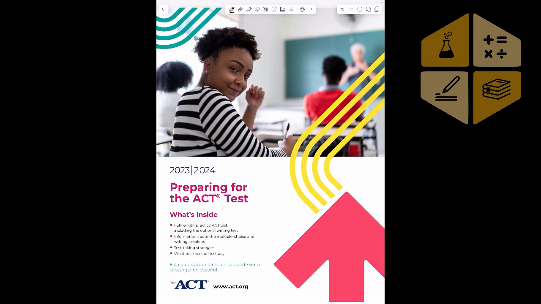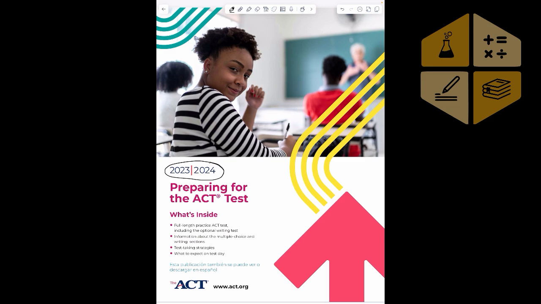Hey guys, today I'm going to continue the math portion of this Preparing for the ACT test. You see here it's got dates 2023, 2024, but this same ACT test is available for free from the ACT. It's called Preparing for the ACT. You can just do a Google search. It's been in use by the ACT for the last 3 years or so. So if you search for Preparing for the ACT 2022, it's going to be this same test, I think, 2023, 2024.